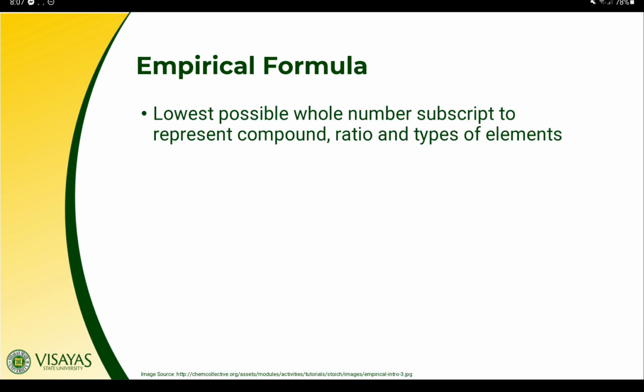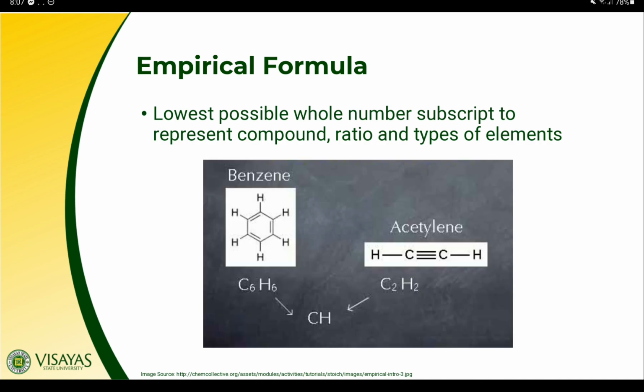Empirical formula. When you say empirical formula, this is the lowest possible whole number subscript to represent the ratio and types of elements in a compound. For example, for benzene, its chemical formula is C6H6. And look at these numbers. These are divisible by 6. So this can be reduced to CH. No? Its lowest possible whole number would be 1 for the carbon and hydrogen.